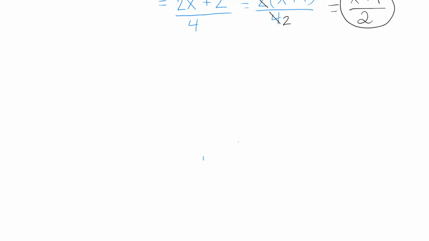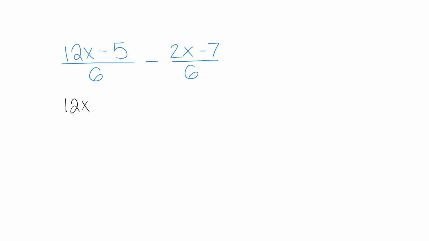Okay, let's try one more. Just to be clear, we'll give you one last example. So 12x minus 5 over 6 minus 2x minus 7 over 6. So again, common denominator. I'm going to rewrite this with my brackets. So 12x minus 5 minus 2x minus 7 all over 6.